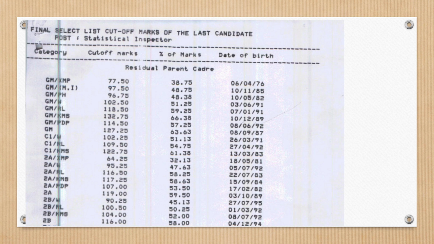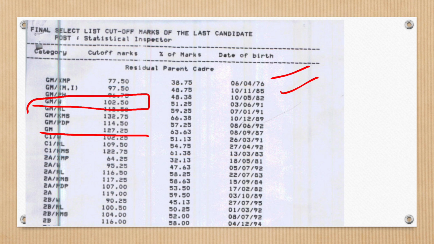Next, this is the final selection cutoff of the KPSC Group C Statistical Inspector. When we go on to see here, we can see the GM cutoff, that is 127. GM cutoff for Statistical Inspector is 127. GM ex-military person is 77. GM ex-military 1 is 97.5, and GM woman is 102.